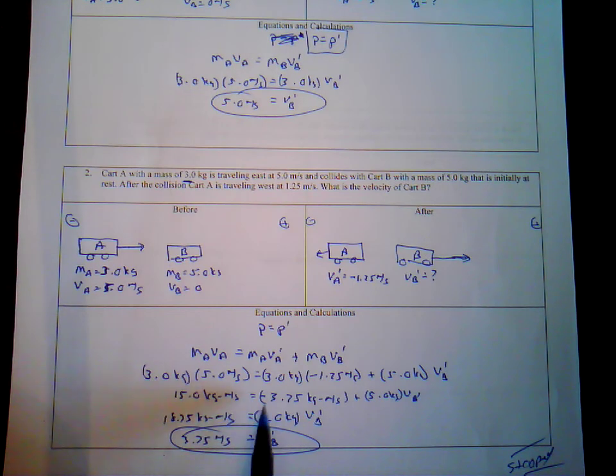We calculate this out. We're solving for that unknown. This is going to be 15 kilogram meters per second. This is negative 3.75 kilogram meters per second. And this is plus 5 kilograms times B prime. We have to add this to both sides of the equation to get rid of it. And so 15 plus 3.75 is 18.75 kilogram meters per second, equal to 5 kilograms times v prime. Divide both sides by 5, get 3.75 meters per second.